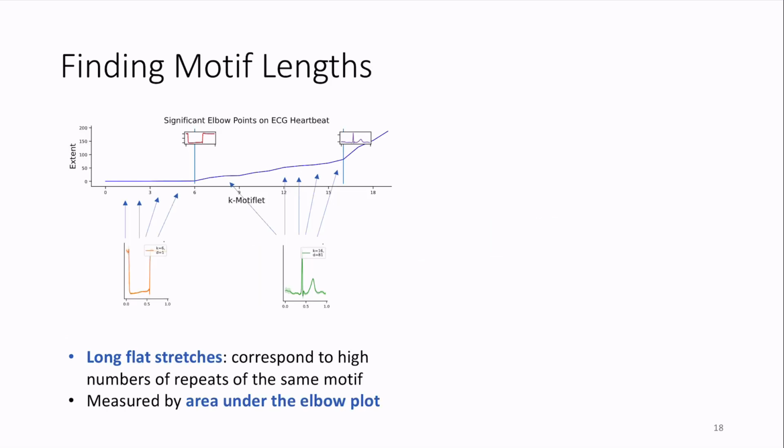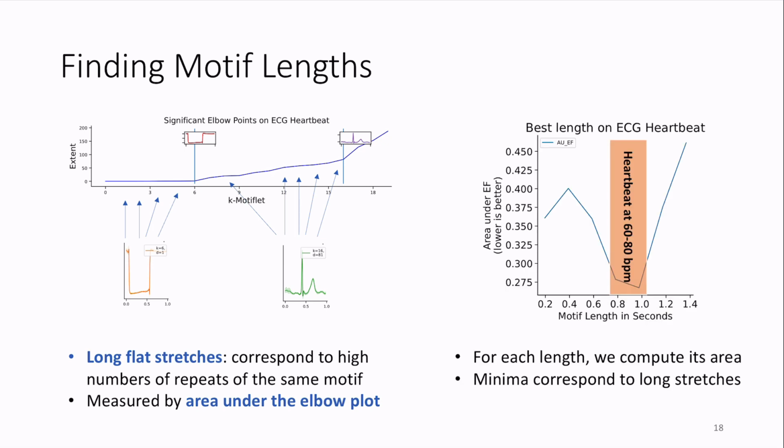How can we actually find the best length of a motif? If we again look at this elbow plot, we are mostly interested in long flat stretches, which are equal to high numbers of repeats of the same motif. An ideal curve is mostly flat and has one sharp increase, one elbow at the end. We can measure this by the area under the elbow plot. If we plot for each possible length the area under the elbow plot, we get the following plot. And in this plot, minima correspond to long flat stretches. Here, for example, a heartbeat rate at 60 to 80 beats per minute.